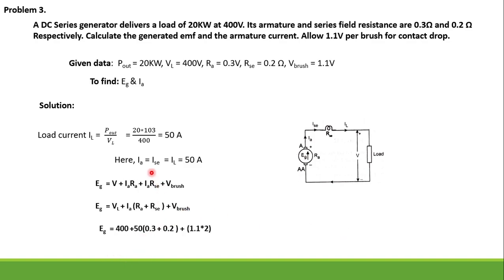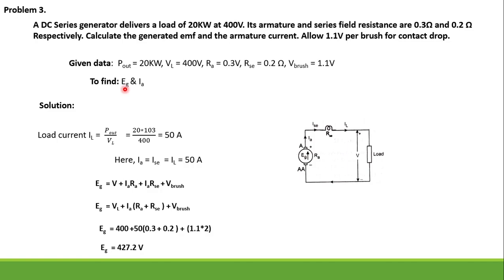Now substitute all the values. Load voltage is 400, armature current is 50. The resistance values for armature and series field coil are 0.3 and 0.2. As I said earlier, the armature consists of two brushes, one for positive polarity and another for negative polarity. But the given value is 1.1 volt per brush, so it should be multiplied by 2. That gives 427.2 volt.